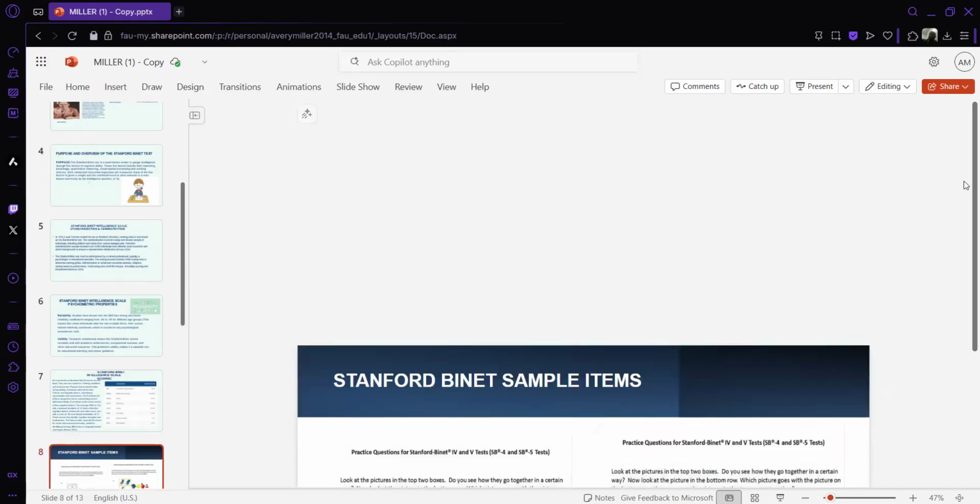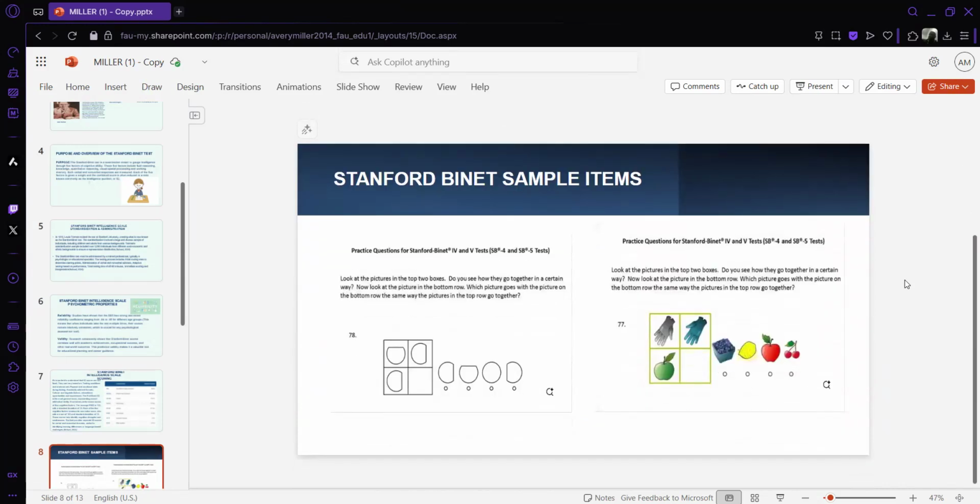These are some sample items of the Stanford Binet test. On our left, we see a figure. We're supposed to look at the top two boxes to see how they go together in a certain way, and we're supposed to answer accordingly. The same type of question is on our right, where we see similar type pictures. We're supposed to answer according to what our visual stimuli tell us.